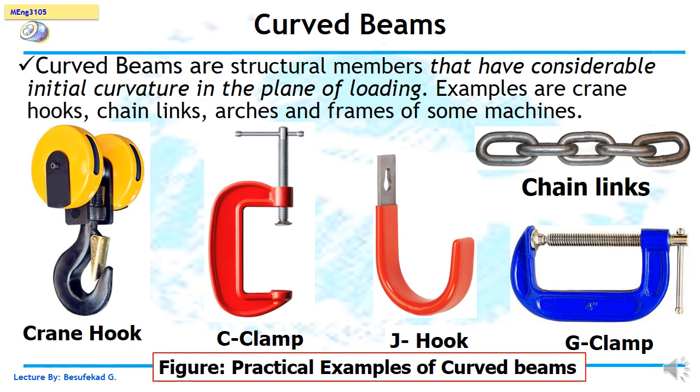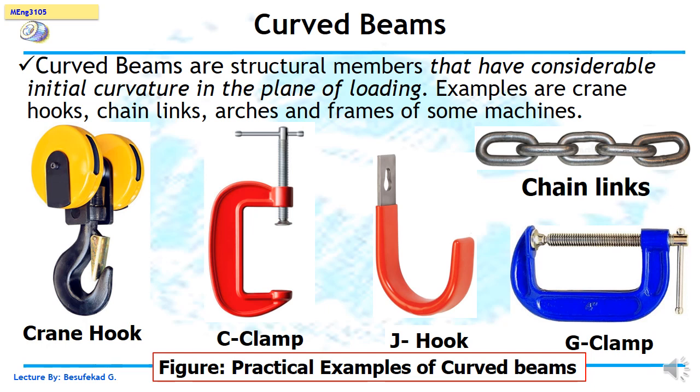If that is the case, then we call it a curved beam. Clearly, this is a curved one. It's a hook. That one is a C clamp. It has a curved feature. The same thing for a J hook. So these are examples of curved beams. So how do we find out stresses?